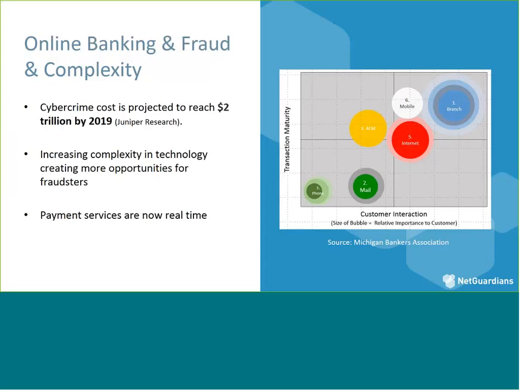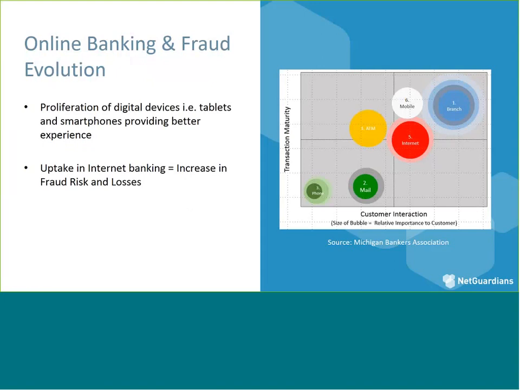Just on the right of this slide, you can see in terms of customer interaction, and this aids the previous slide in terms of explanation, as well as transaction maturity. Before we had mail, we had phone, but now you can see the internet banking and the mobile banking is moving up the quadrant on your top right. In terms of customer interaction, it's very high. In terms of transaction maturity, also very high.